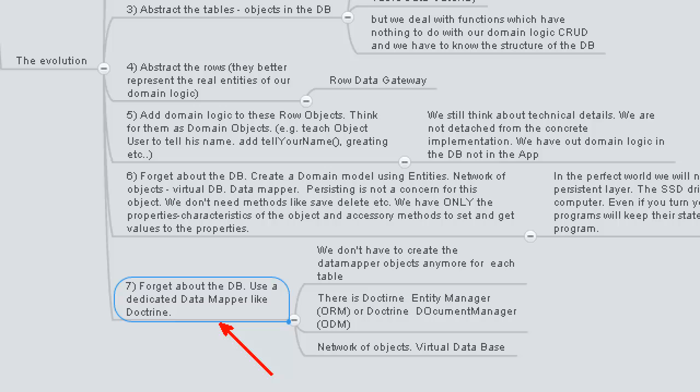Otherwise we will stick on this level. Forget about the database, but create a domain module using entities, network of objects, virtual database, data mapper. We have to use a data mapper now. Persisting is not a concern for this object anymore. We don't need methods like save, delete, etc. We have only the properties, characteristics of the object, and accessory methods to set and get values to the properties.